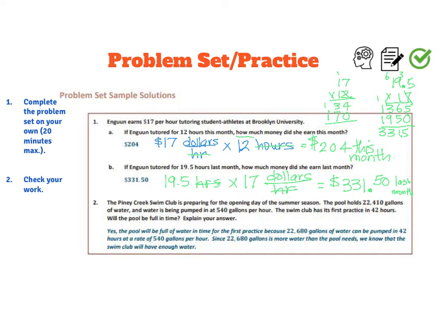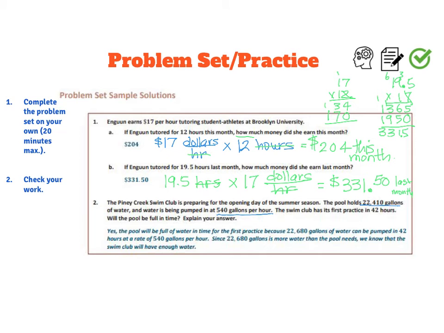The Piney Creek Swim Club is preparing for the opening day of the summer season. The pool holds 22,410 gallons of water, and the water is being pumped in at, I'm going to turn this back to blue, 54 gallons per hour. So this is important. The swim club has its first practice in 42 hours. Will the pool be full in time? Wow, there's a lot of questions.